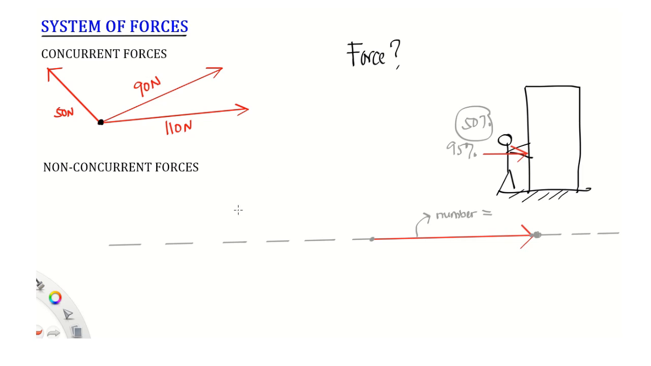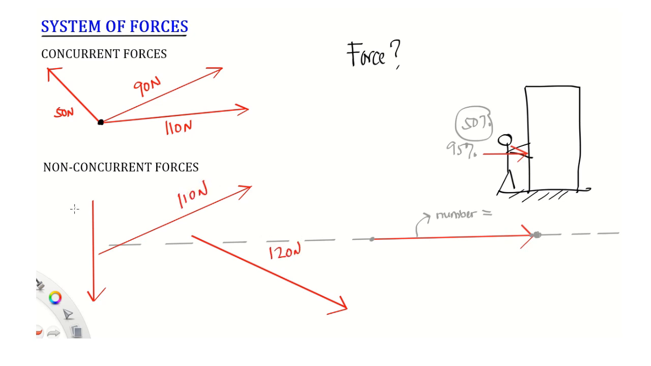Now, the opposite of concurrent forces is like this. Let's say we have these kinds of forces. There is a force here, and also another force acting here, and a third force acting towards here. Let's say this is 110 Newton, this is 120 Newton, and this is 95 Newton. We have a system of forces composed of three forces.